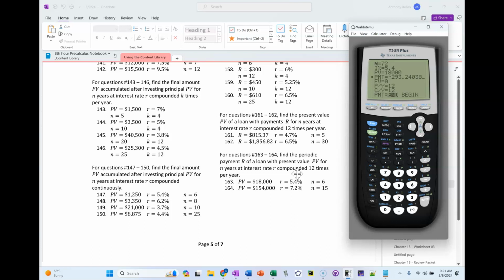In a loan situation, anyways, or an annuity situation, right? Those are the two things where regular payments are being made. And it should be clear from the context of the problem what that regular payment schedule is.